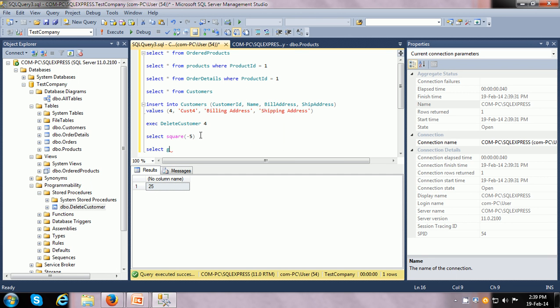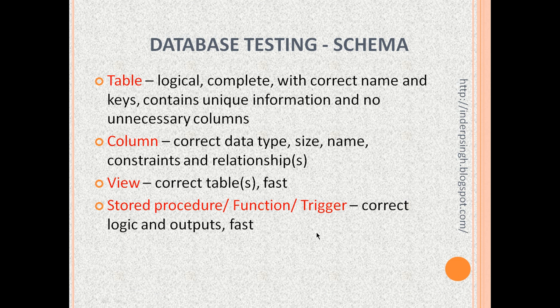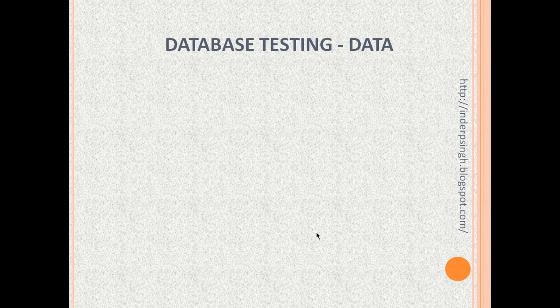Let us see another function. Select getdate is another function. It returns the system date. So it is saying 19th February 2014, and with the time also, and fast also. So this is fine. So this is how we can test the schema in our database testing.